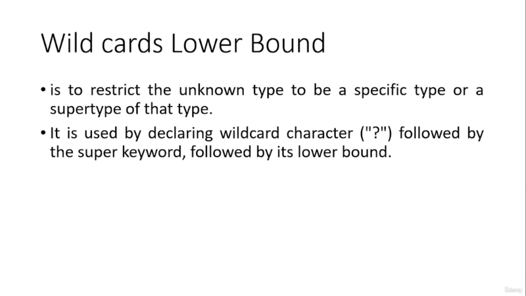Now let us discuss the next type of wildcards, which is lower bound wildcards. Lower bound wildcards are declared by using the super keyword, followed by the particular class. It should be a super of the particular class, like that it should be the relation. Then it will provide a restriction to the particular type. A super relation should be there in order for the wildcard to work.